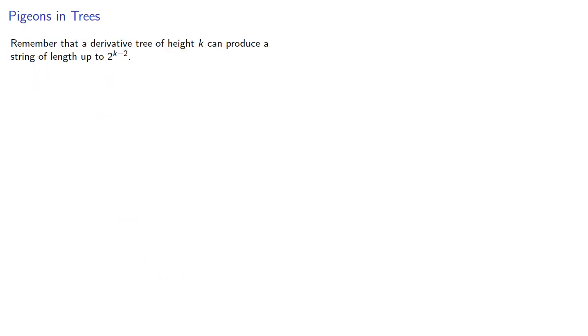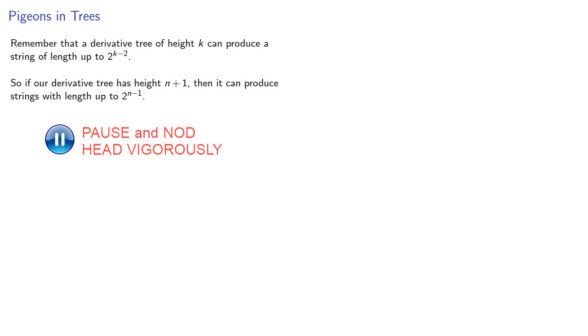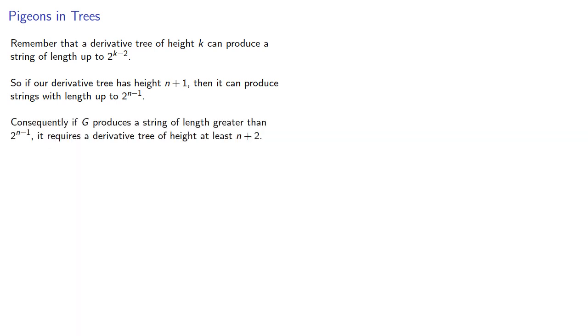So remember that a derivation tree of height k can produce a string of length up to 2 to the power k minus 1. So if our derivation tree has height n plus 1, then it can produce strings with length up to 2 to the power n minus 1. Consequently, if our grammar produces a string of length greater than 2 to the power n minus 1, it requires a derivation tree of height at least n plus 2, and the derivation will repeat a variable.